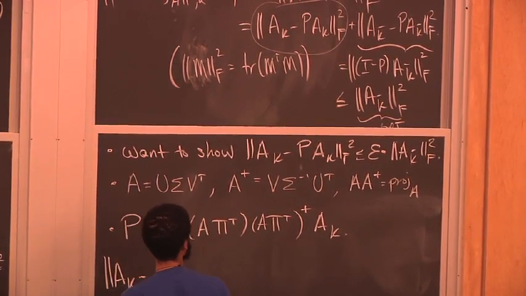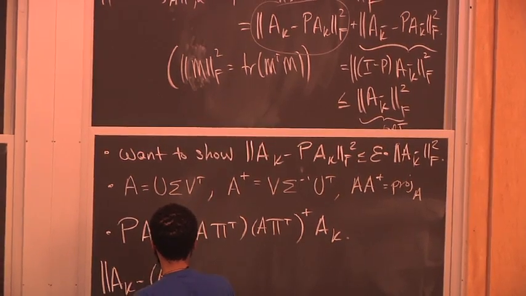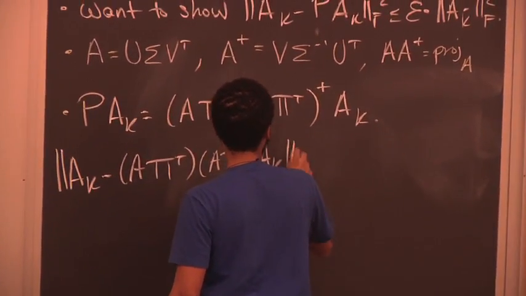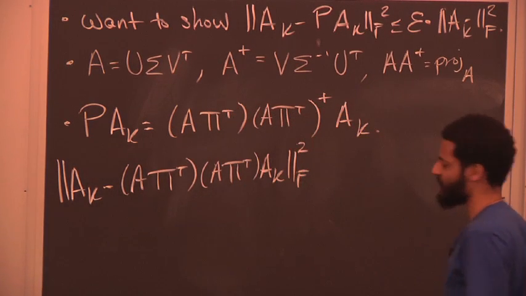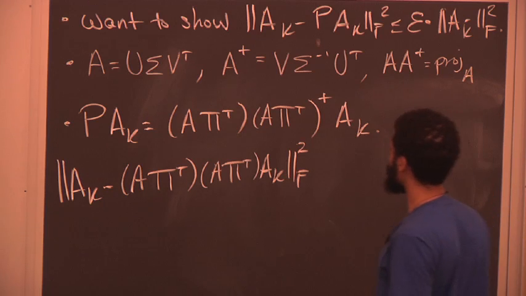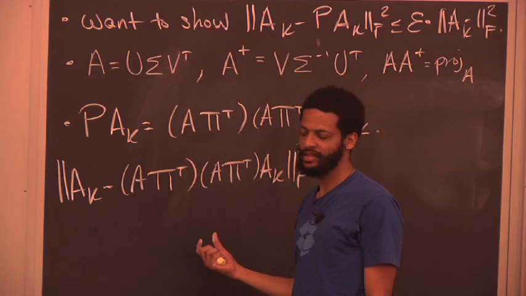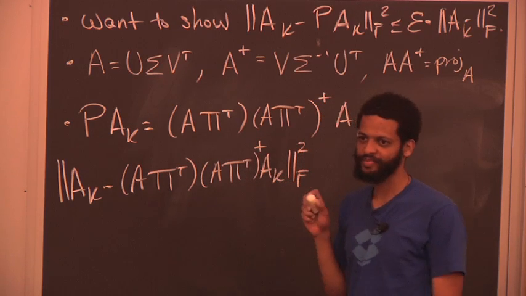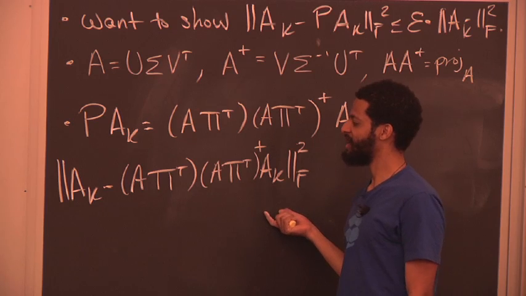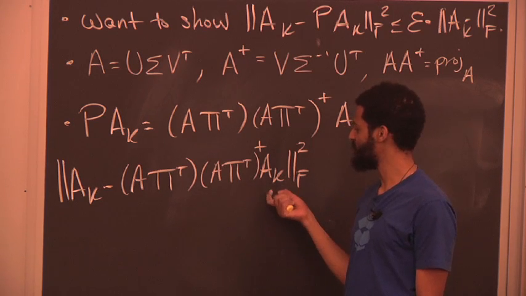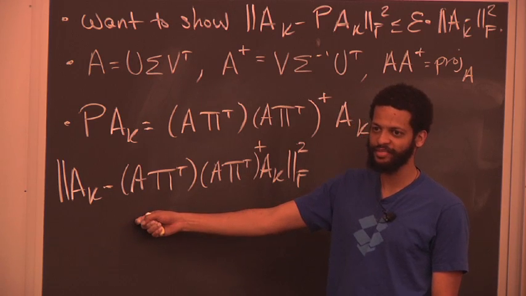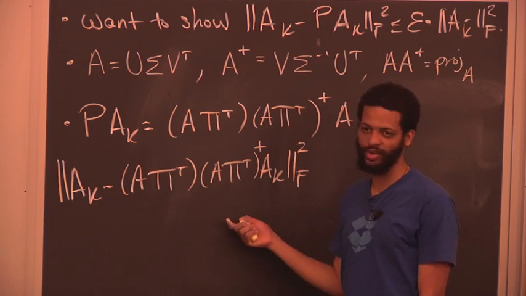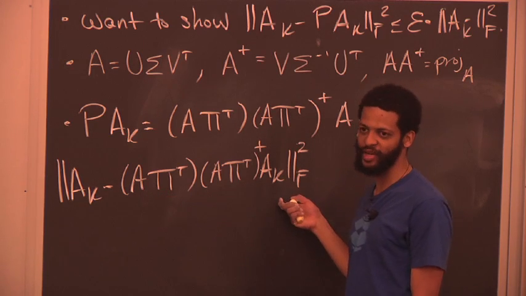So basically now what we have here is the Frobenius norm squared of AK minus A pi transpose pseudo inverse AK. The projection of the matrix is the best. This matrix here is the best rank K approximation to AK in the column space of A pi transpose. So if we replace this matrix with another rank K matrix in the column space of A pi transpose, it can only have bigger norm.